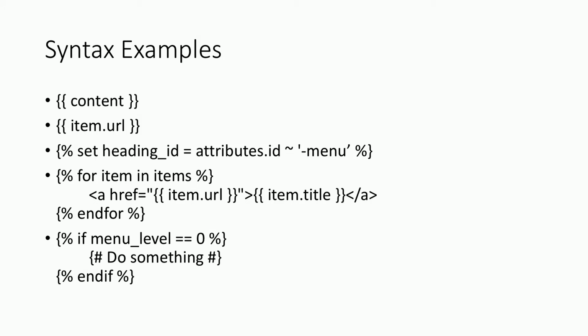Here's a for loop, for item in items. This, again, is copied out of a menu template. And I'm saying once I have that item, I'm going to make the href its URL attribute and the item its title attribute, and then do an end for on the loop. If menu level equals 0, here we are in a conditional. I didn't know what I wanted it to do, so let's just do something in there. Who knows what? And then an end if.